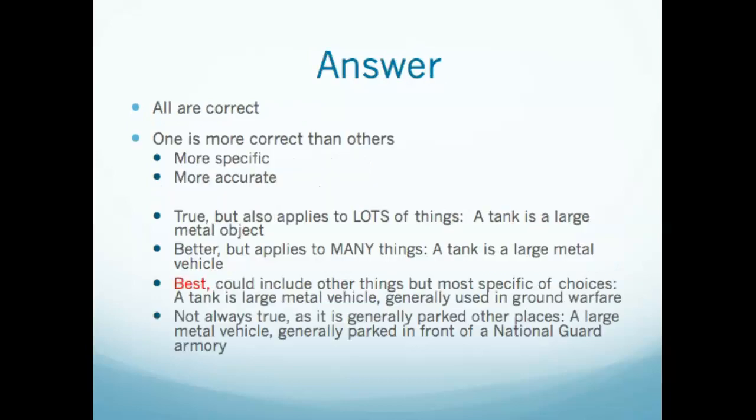So we can say that all of them are correct. A tank is a big metal object, it's a big metal vehicle, it's a big metal vehicle used for ground warfare, and it's a big metal vehicle generally parked in front of a National Guard armory, although that last one is suspect, and I'll tell you why. The first one is true, but it also applies to lots of things. A tank is a large metal object. Okay, that's a true answer, but is it the best answer? A little better answer is a tank is a large metal vehicle, because it's a little more specific. So if you were to tell me which is the best way to describe a tank to someone, between those two answers, I would say a large metal vehicle is better than a large metal object. It rules out more things.